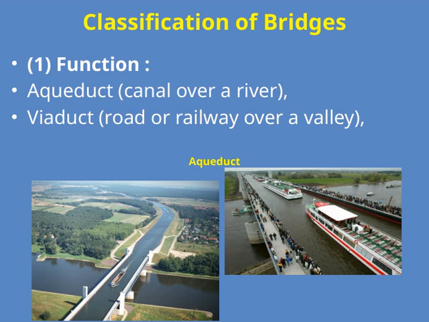So, when we think about these types of bridges, it's important to recognize how their primary purpose shapes their design, whether it's for water conveyance or for facilitating transportation across difficult terrain. This classification helps us understand the diversity and adaptability of bridge structures in supporting various infrastructure needs.